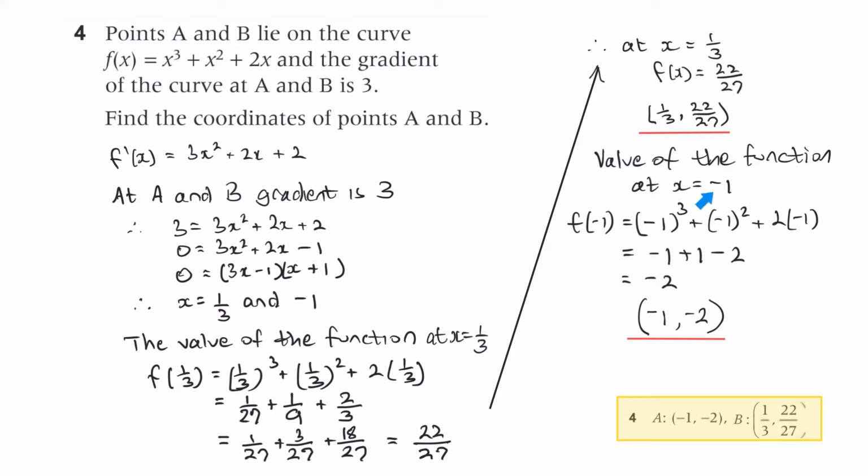Now the value of the function at x equals minus 1, that was our other value here. We just put minus 1 back in the original function. That's minus 1 to the third plus minus 1 squared plus 2 times minus 1. That's that. Comes up to minus 2. So at x equals minus 1, the function value is minus 2. That's the coordinate point, and that is the same as they've got here in the back of the book.